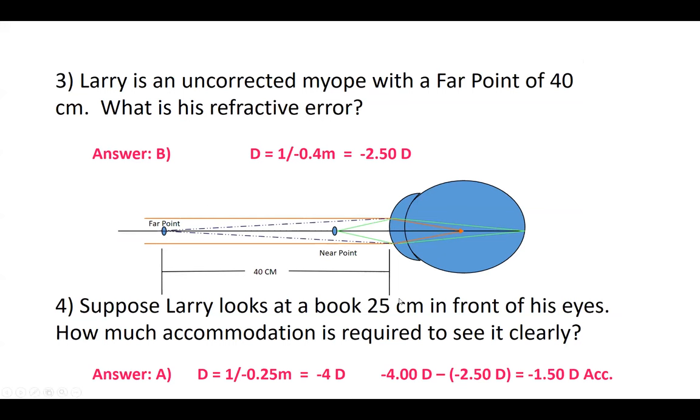Well, you know that he's a myope, so he's nearsighted and has this near point, and this is now a closer near point that he has to get to. Awesome. Yeah, absolutely. So once again, if you can't keep that in your mind, you could draw something out really quick. But basically it's just taking that difference, and you end up with 1.5 diopters of accommodation.